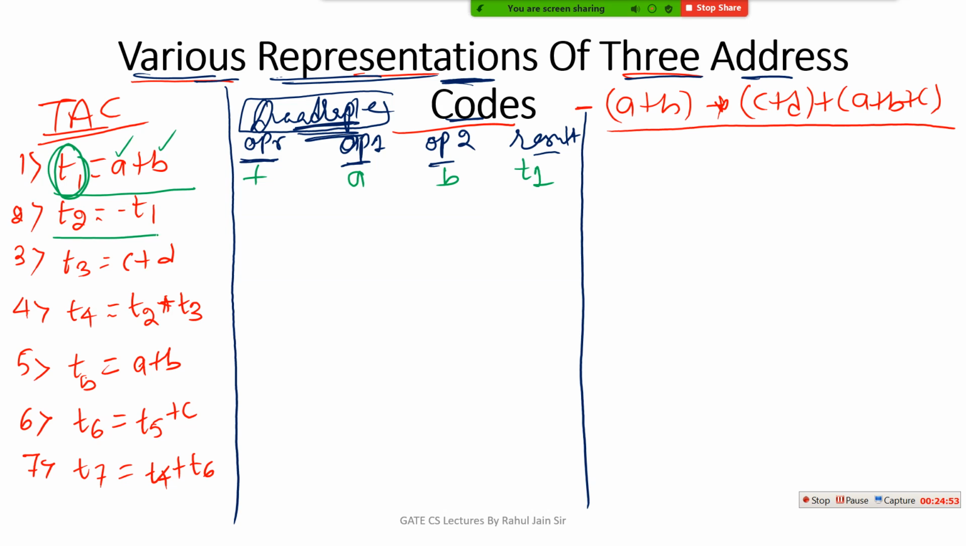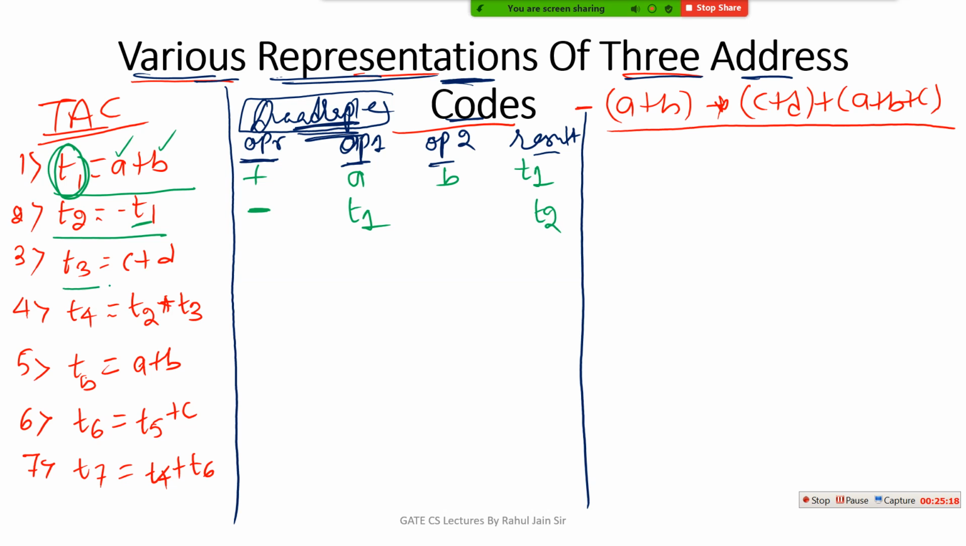Just focus on this one again. In the quadruple entry of T2, what operation do we have? We have negation, negation we need to perform. What operand do we have? We have only one operand, that is T1, so we will put T1 in this operand. We don't have a second operand here, so I will leave it blank, and the result is stored in T2.